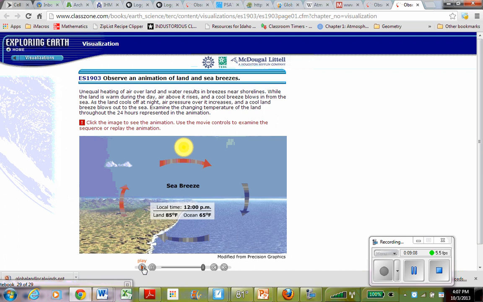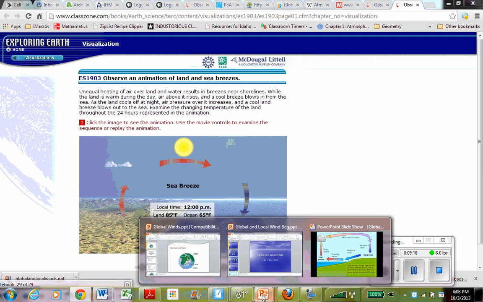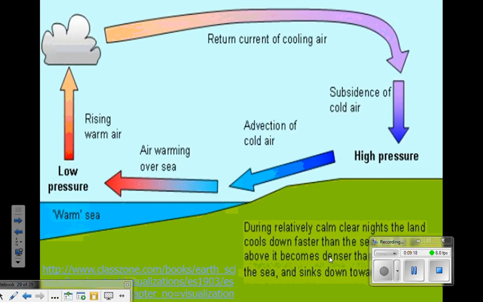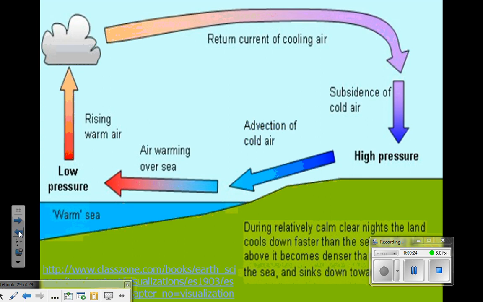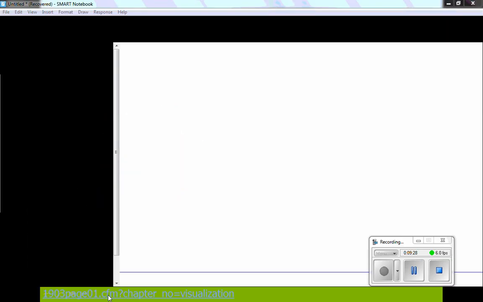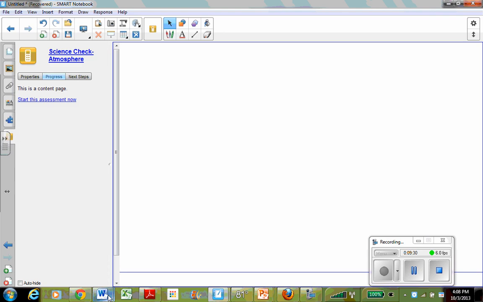But the point is that we're going to write this down. Where am I? No. All right. Okay, so the point is we have land and sea breezes.